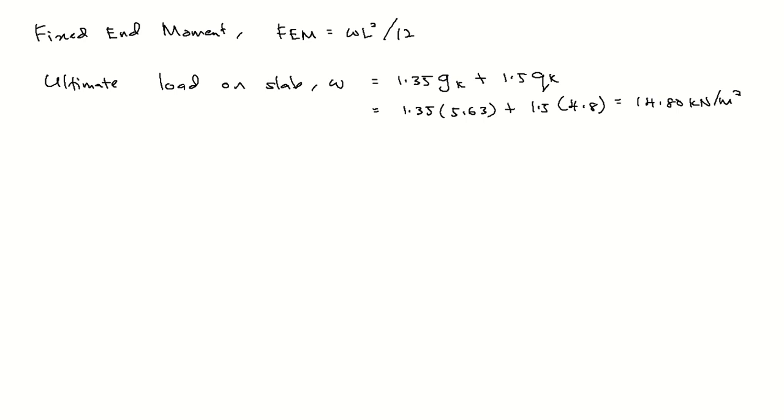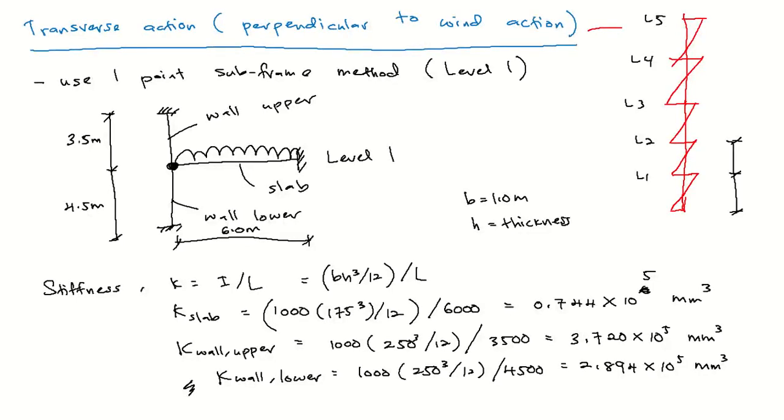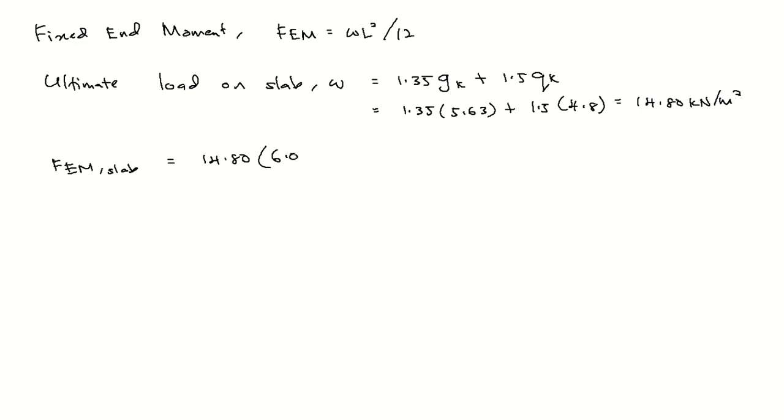Next, we can plug this W into the formula of FEM. FEM of the slab is equals to W, 14.80, times L, the length of the slab, 6 meter, 6 squared, divided by 12. We will get 44.4 kilonewton meter per meter.